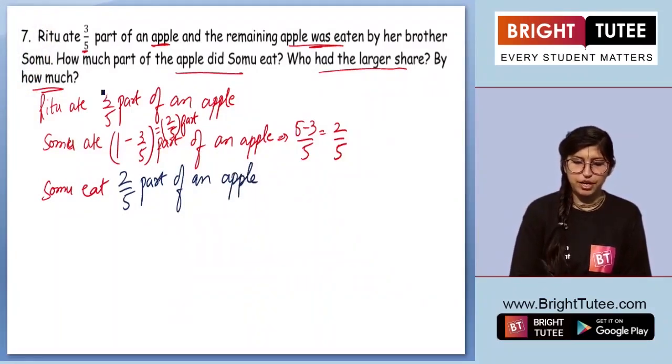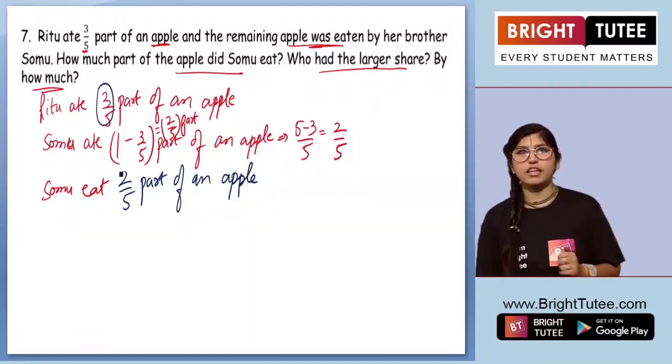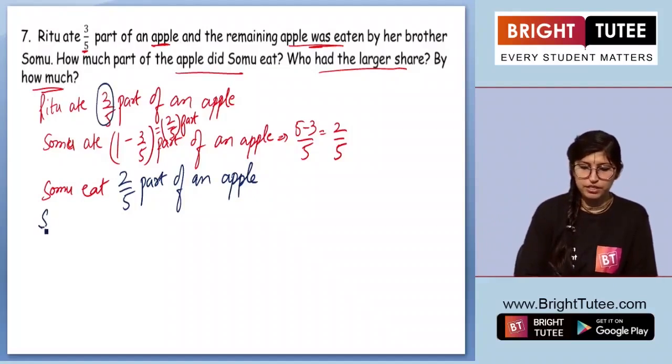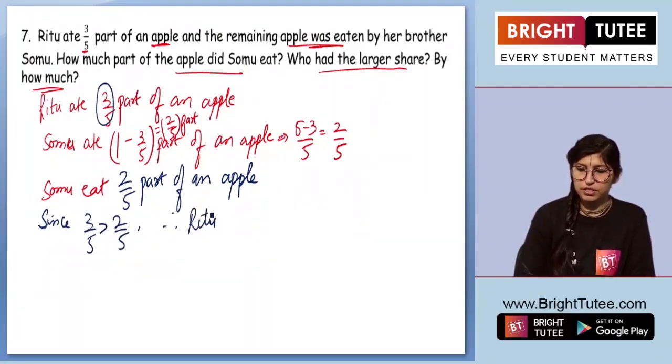Now Ritu ate 3 by 5, Somu ate 2 by 5. Second question, who had the larger share? Now since 3 by 5 is greater than 2 by 5, therefore Ritu had the larger share. So we are done with 2 parts.